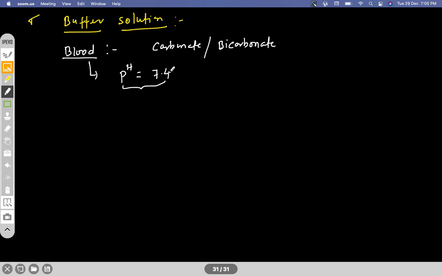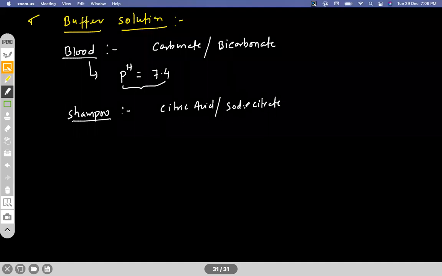Many examples exist. Blood is an example of a buffer solution. In the shampoo we use to wash our hair, we have citric acid and sodium citrate. Detergents contain some basic groups, or we can say they are slightly basic in nature. So shampoo, which contains citric acid or sodium citrate, has this buffer, which tries to maintain the pH of the shampoo, which is slightly acidic in nature.